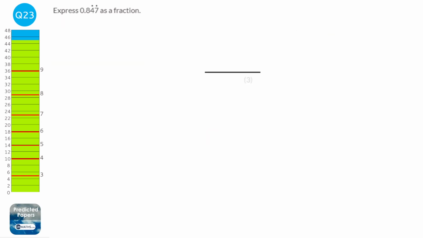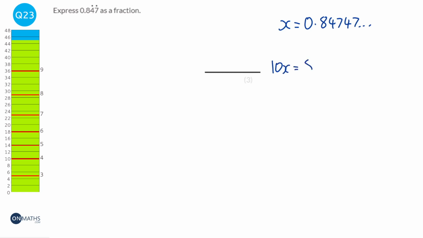I'm going to start by getting x equal to 0.847 recurring. And I'm just going to show that with 3 dots. And we want to bring forward everything that's not part of the recurring pattern. So what I'm going to do is I'm going to find out what 10x is. And that's going to be 8.54747. So what I've done is I've just got the recurring pattern after the decimal point.